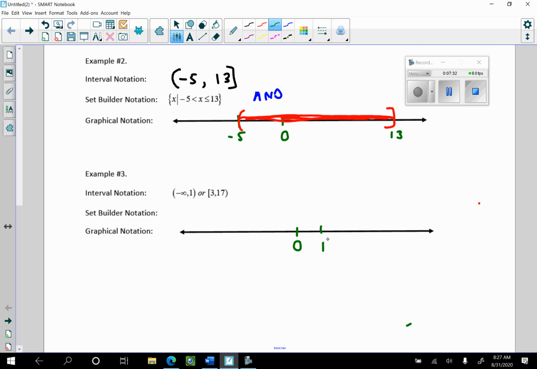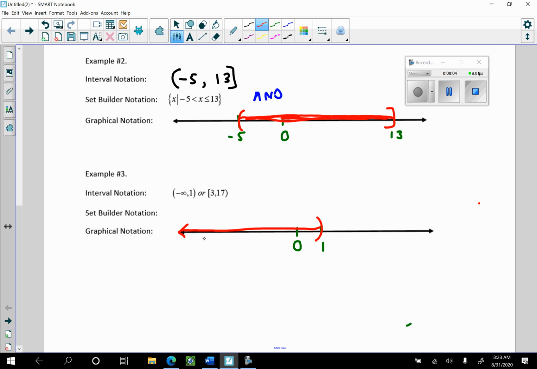Between -infinity, and you never put a bracket on infinity because infinity is never ending, it never closes. So whenever you have a parentheses in your interval, or whenever you'll have an infinity, either positive or negative, you'll use parentheses with the infinity symbol and not the bracket. So what numbers does that interval represent? The numbers that are less than 1, and they go on forever.